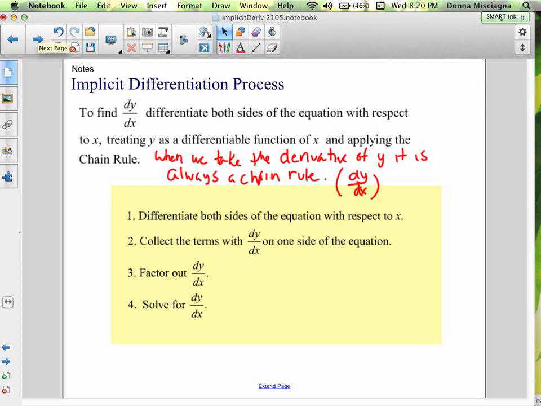We're going to collect the terms with dy dx on one side of the equation, and everybody else goes to the other side of the equation. We'll factor out dy dx and then solve for dy dx. In other words, isolate it. And then you've got your derivative because dy dx is the derivative.